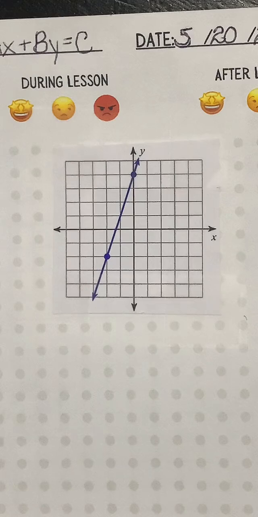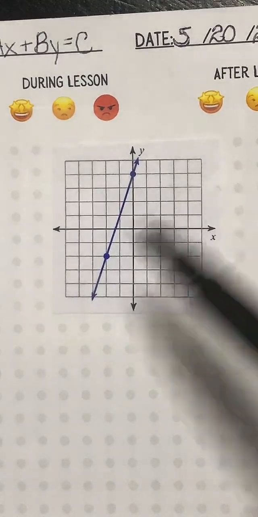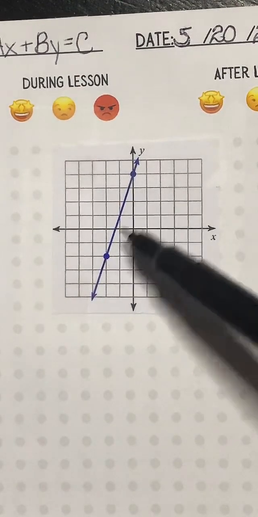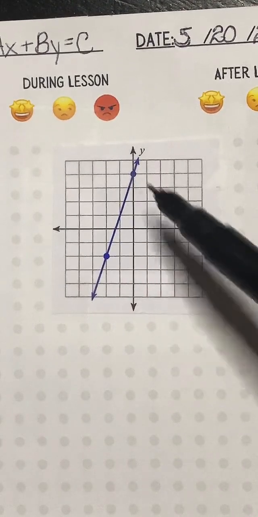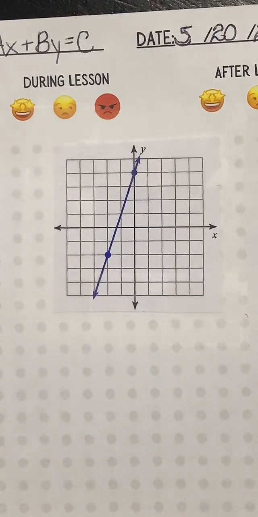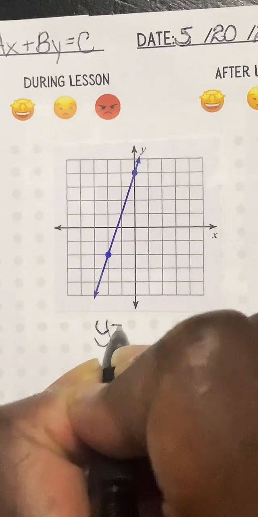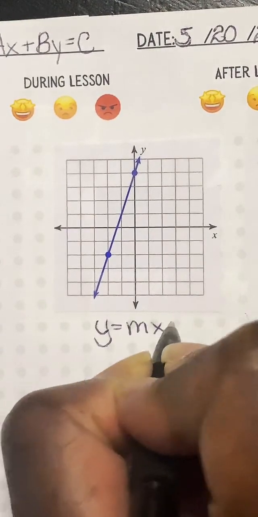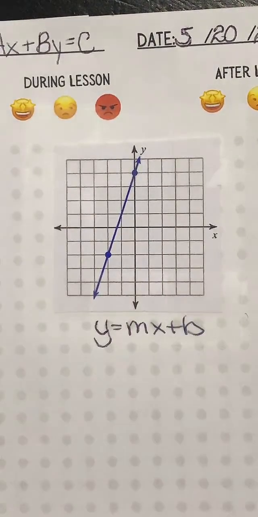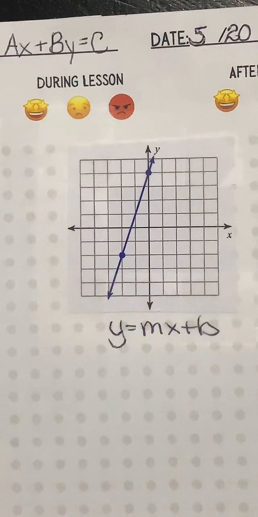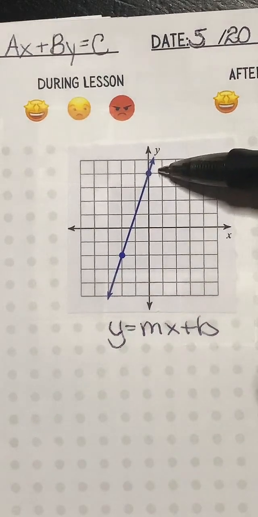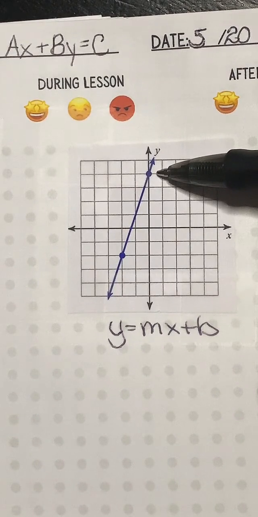All right. So now they're giving us, again, 2 points. And we still need to find that y equals mx plus b. So, as best as you can at this point, what is my y-intercept? Where am I starting?